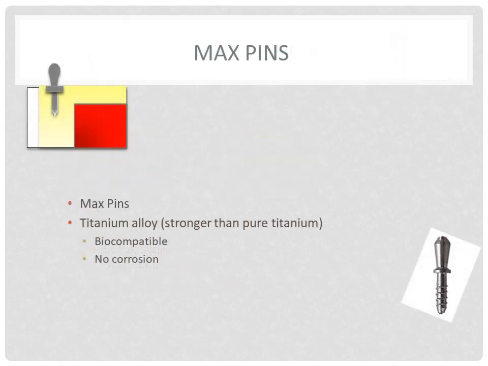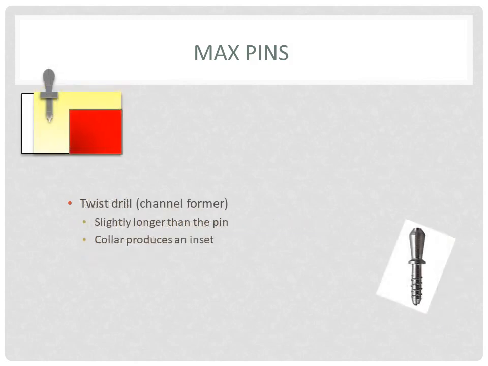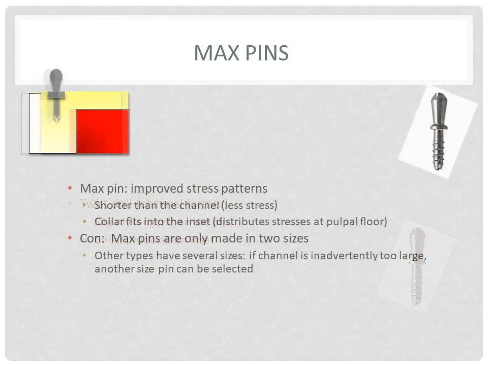The Max pin is a titanium alloy. The twist drill, or channel former, is slightly longer than the pin. The collar produces an inset. The Max pin is shorter than the channel and the collar of the pin fits into the collar of the channel. Both of these are advantageous, and decrease the stress in the dentin.